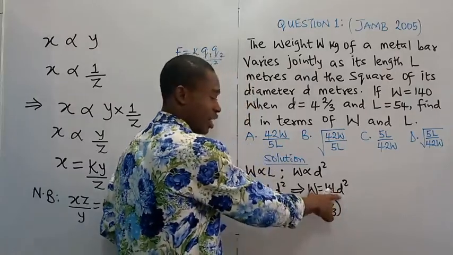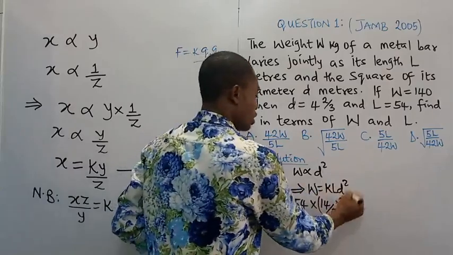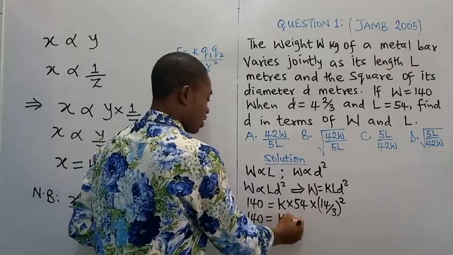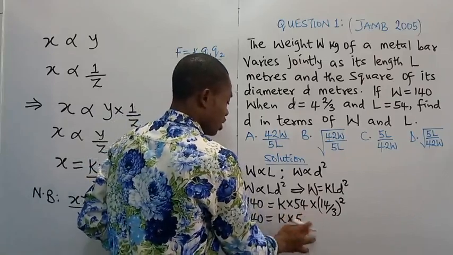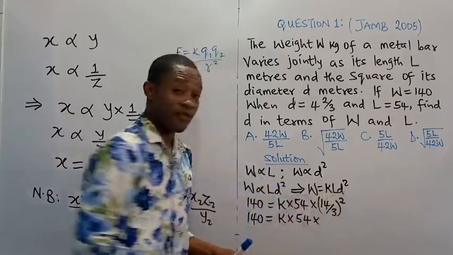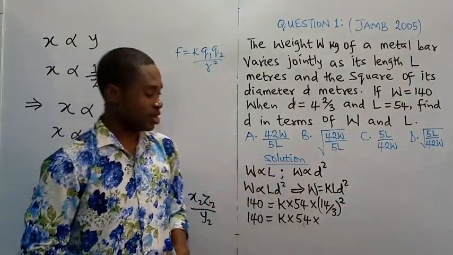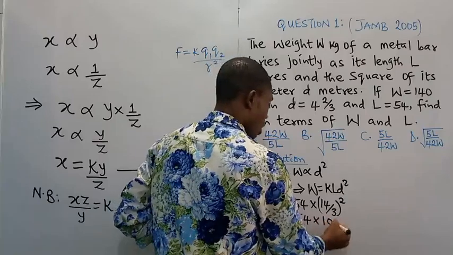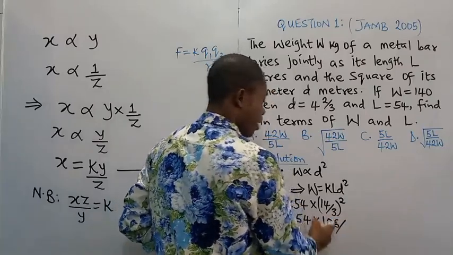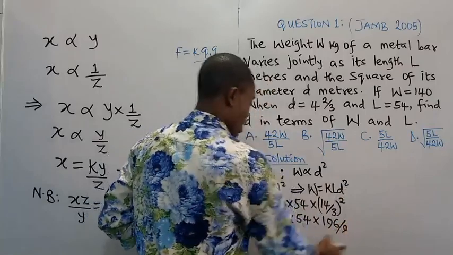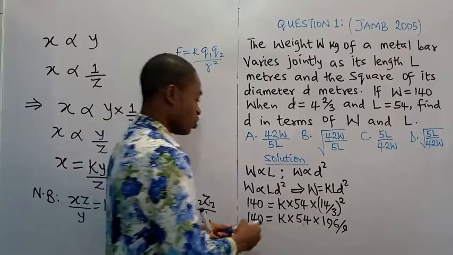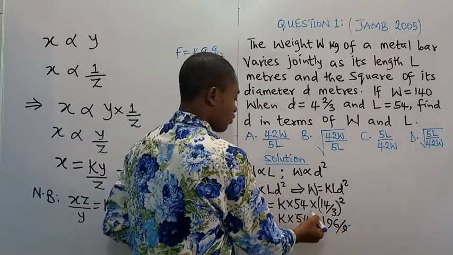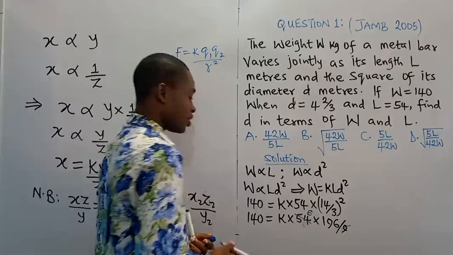Take note that in our formula here, the D, the diameter, is squared. So I'm going to square this term. Solving for K, we are going to get 140 equal to K times 54, then times, you are going to open up that bracket with the square. Are you following right? Now 14 squared is going to give us 14 times 14, which of course should be 196. So we'll have 196. That's going to be divided by 3 squared. 3 squared will give you 9. Now with this, you know that this 9 will divide this 54. If 9 goes into 54, you will get 6.